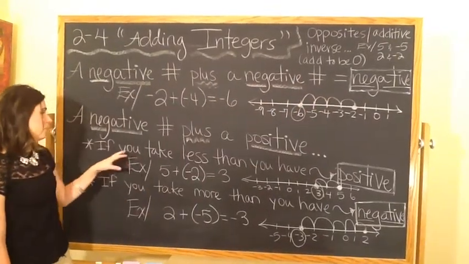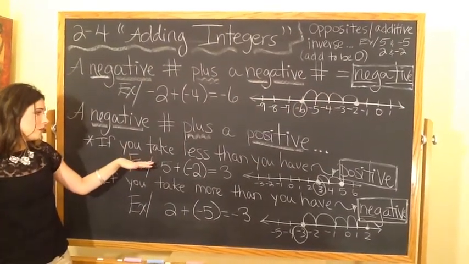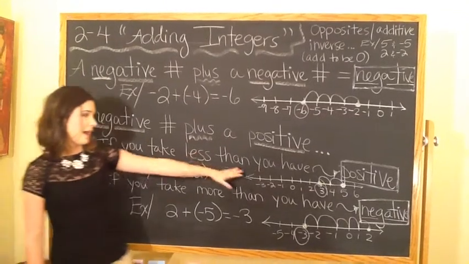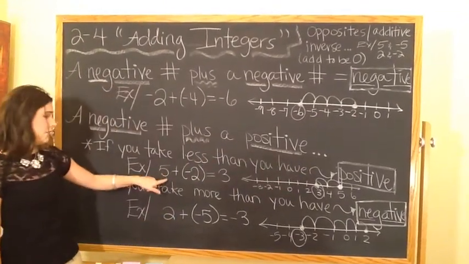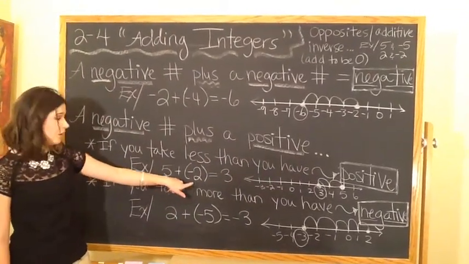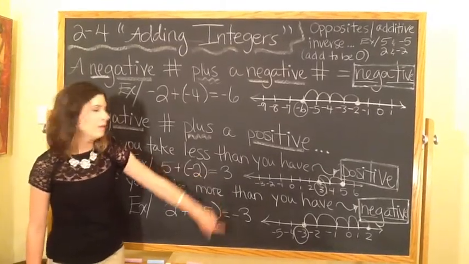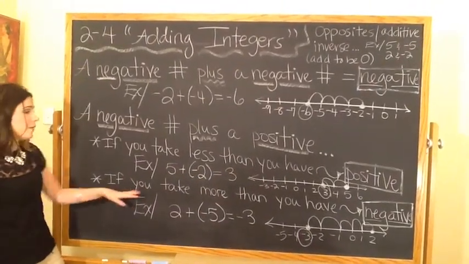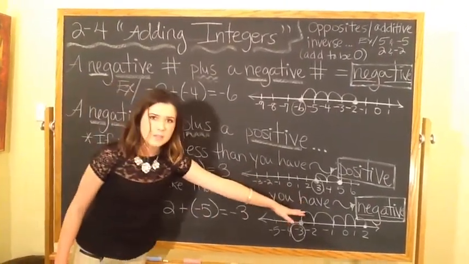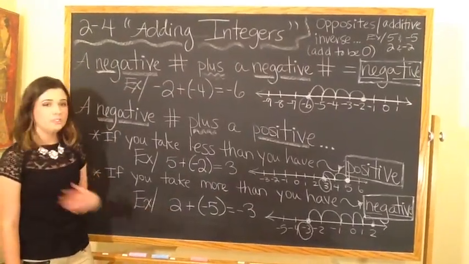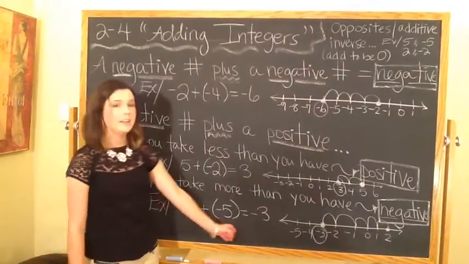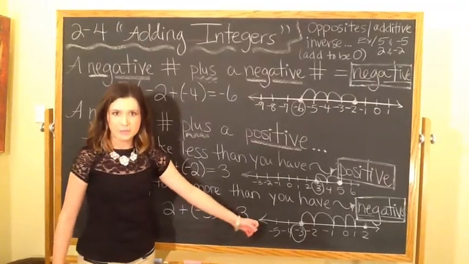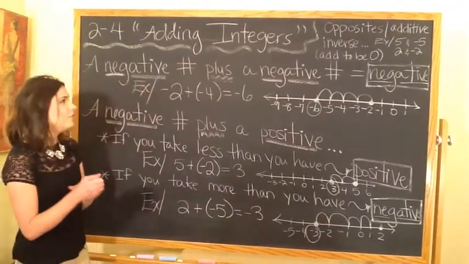If we are adding, or if we're taking away less than what we have, it's going to be positive. So if I have $5 and I need to give you $2, I'll still have money left, right? And then if you take away more than what you have, you're going to have a negative amount left. So if I have $2 and I owe $5, then I'm going to be in the hole negative $3. Let's go ahead and do a few more examples.